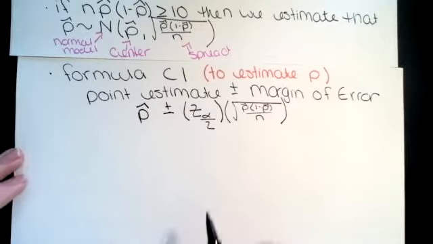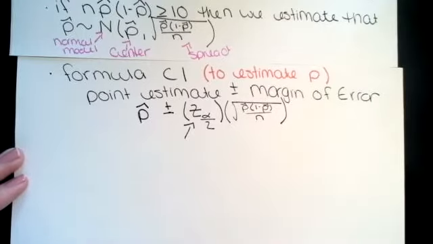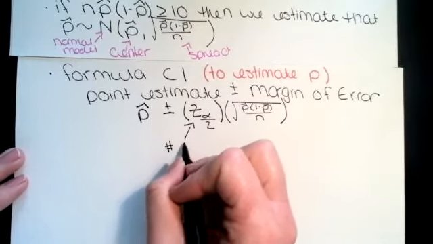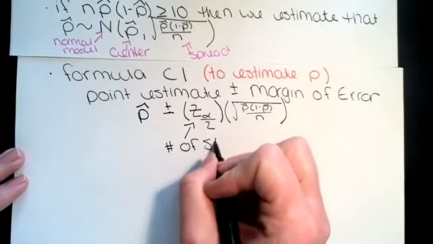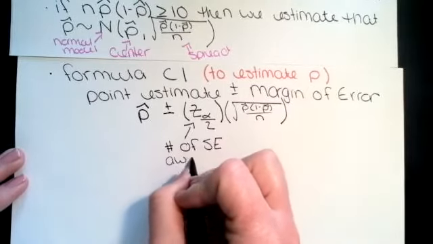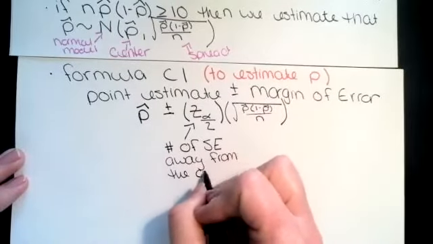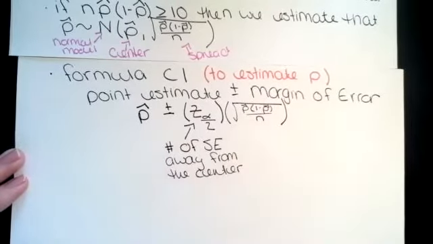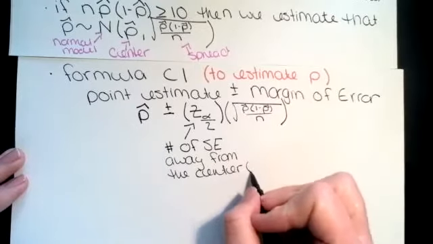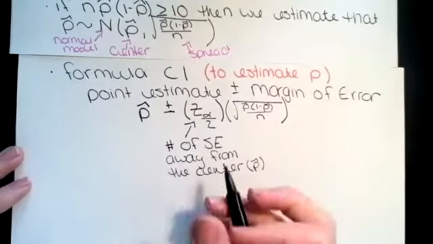Let's talk about what these are. So the Z at alpha divided by 2, people get a little overwhelmed by this. This just tells me the number of standard errors away from the center. So it just tells me how far I am from the center. And my center here is p hat. This depends on my confidence level.